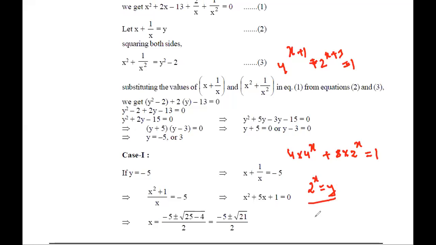2 to the power x equal to y because 4 to the power x is actually 2 to the power x whole square. Yes or no? 4 to the power x is 2 to the power x का whole square. Any issue in this? By the properties of exponents? Yes or no? Sir, 4 to the power x, 4 into 2 to the power x होगा ना?